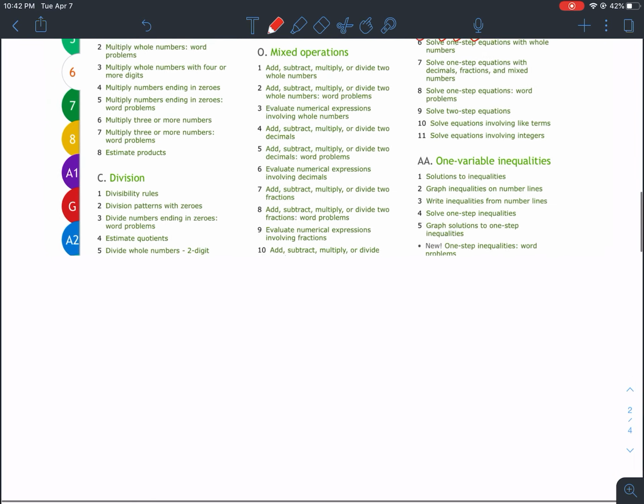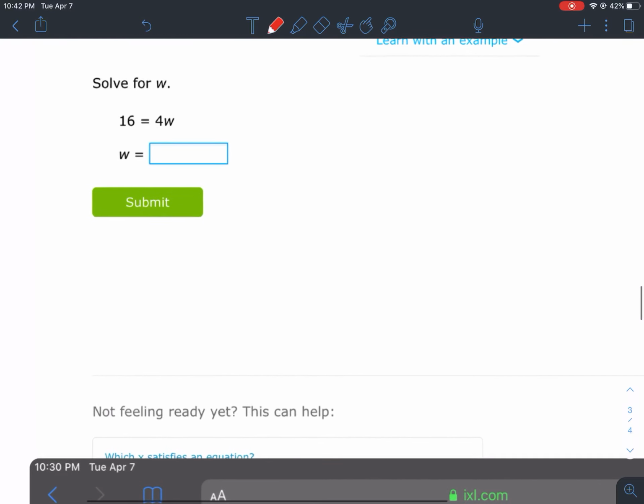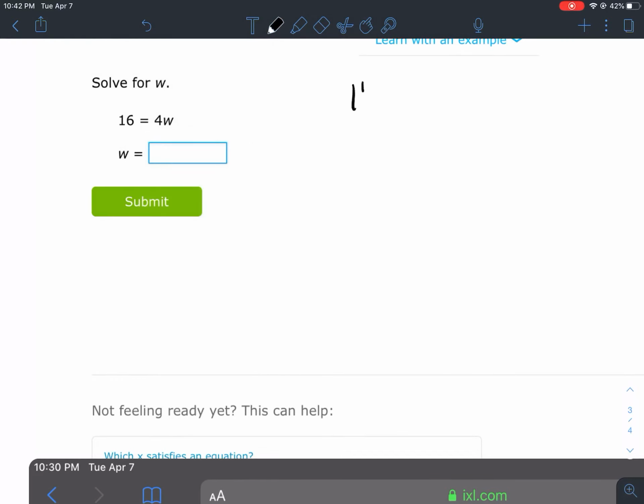So let's look at some practice problems. Okay, so I have 16 equals 4W. I know when I have a number and a letter next to each other, that means it's multiplication. So then I need to ask myself, what would be the opposite of multiplication? What would undo it? So I need to divide. Now, I'm dividing both sides by 4 because the 4 is the one that's on the same side as the W. That's why I'm not doing it by 16. So I'm going to divide by 4. And 16 divided by 4 gives me 4. So 4 equals W.